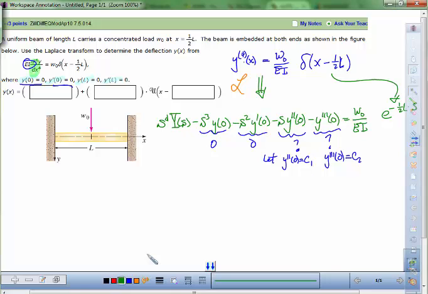All right, so after all that disappears, we're going to have an s to the fourth, our unknown Y of s function, minus C1 s minus C2 is equal to that constant times e to the minus as, and a in this case is 1/2 L.